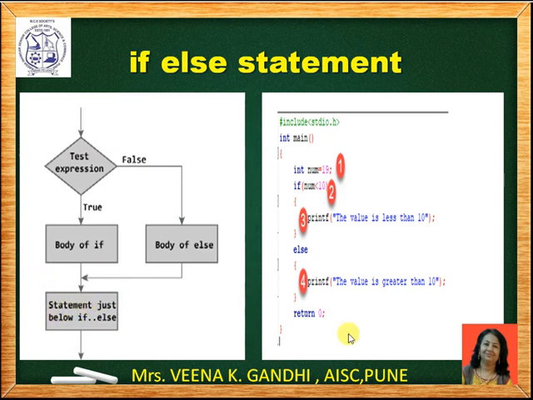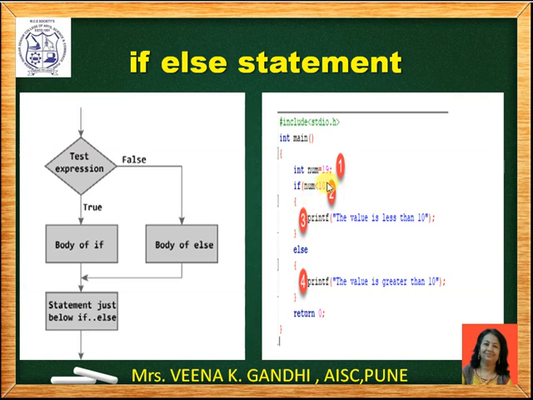Let's see an example. In the main function, we declare a variable num of type int having value 19. So int num equal to 19. Now check the condition: if num is less than 10, then execute the next statement, printf value is less than 10. If the condition fails, then the else part will come. Else printf value is greater than 10.